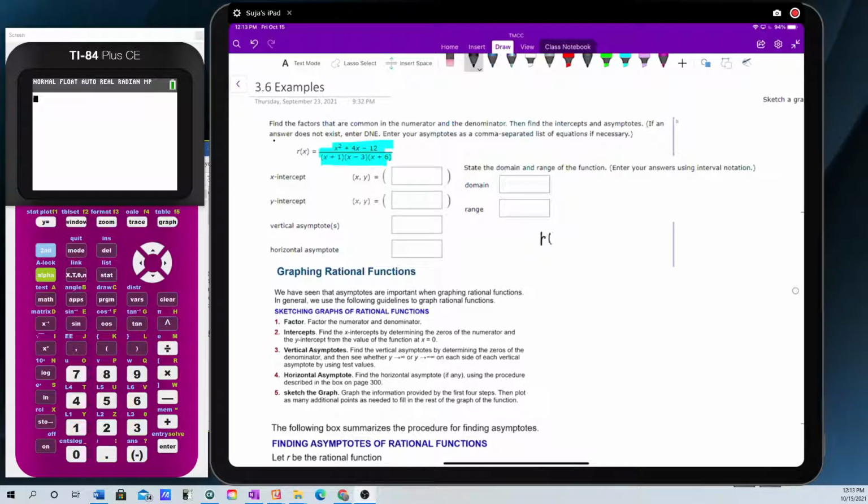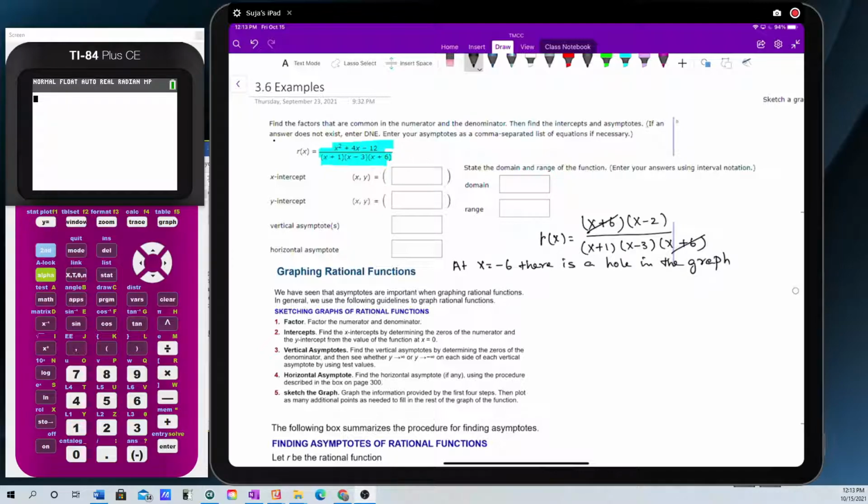So I'm going to write r of x equals, the factors on the numerator are x plus 6 and x minus 2, which multiply to negative 12 and add to 4. In the denominator I have x plus 1 times x minus 3 times x plus 6. So I see a common factor in the numerator and denominator of x plus 6. This is telling me that at x equals negative 6, there is a hole in the graph.